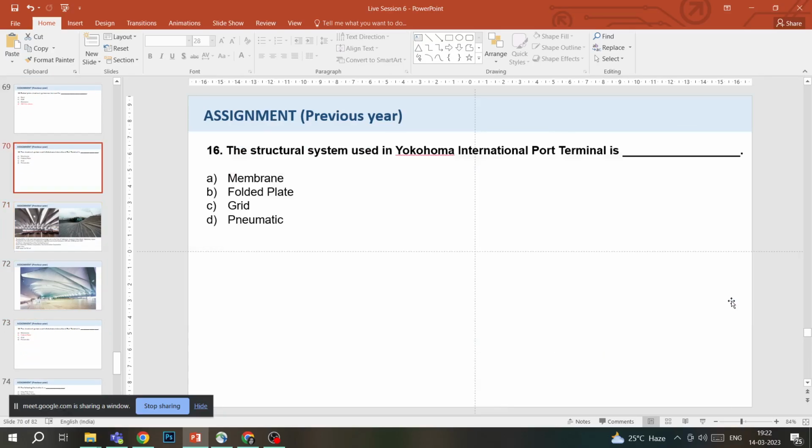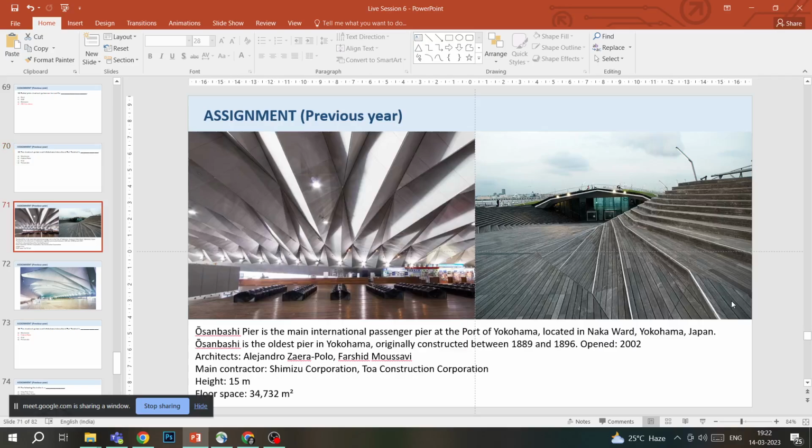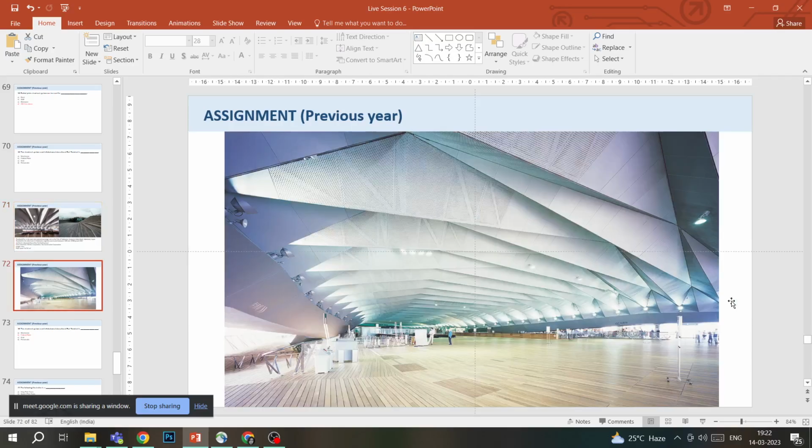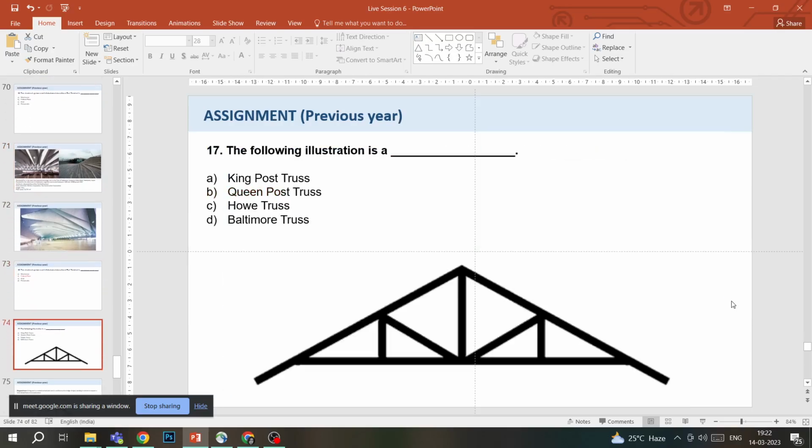And then we were asked if it's a membrane structure, a folded plate structure, a grid structure, or a pneumatic structure. So it's definitely not a grid structure, it is not a pneumatic structure, we all know it's not a membrane structure, and it is very evident that it's a folded plate structure because you can see folded plates in all its form. Internally, externally, everywhere you can see the folded plates. So our answer would be folded plate.